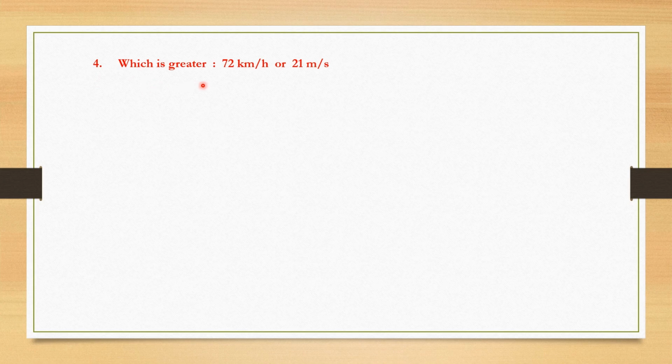Question 4. Which is greater? 72 kilometers per hour or 21 meters per second? So what we have to do is bring them both to the same units. So let's convert 72 kilometers per hour to meter per second and see. When you convert kilometers per hour into meter per second, a simple way is to multiply by 5 by 18. Always into 5 by 18. So let's do that. 72 into 5 by 18.